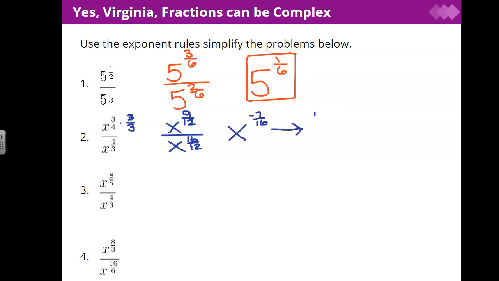So this is something where we need to start introducing you to the big picture here. One of the big picture things that you need to know is that in this chapter, your answer is not considered simplified unless you write it with positive exponents. Okay, so when you have a negative exponent, you have to move it.